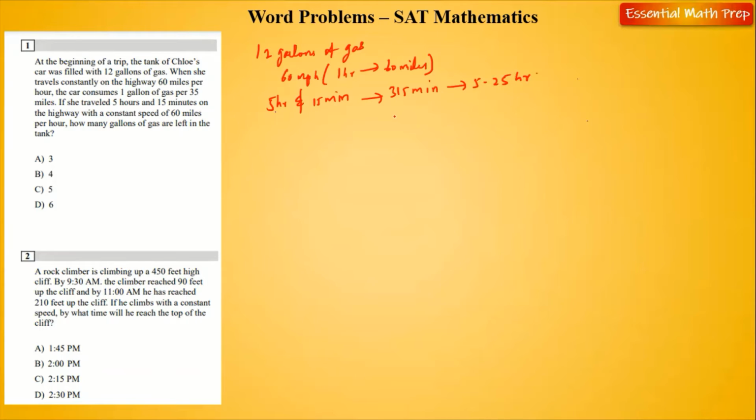Let's keep that aside for the time being. But we also know another piece of information: 1 gallon gives her a mileage of 35 miles. Before we proceed with the gallon information, we know in 1 hour, she can cover a distance of 60 miles. That means in 5.25 hours, how many miles would she cover? That's critical. So 5.25 times 60 is 315 miles.